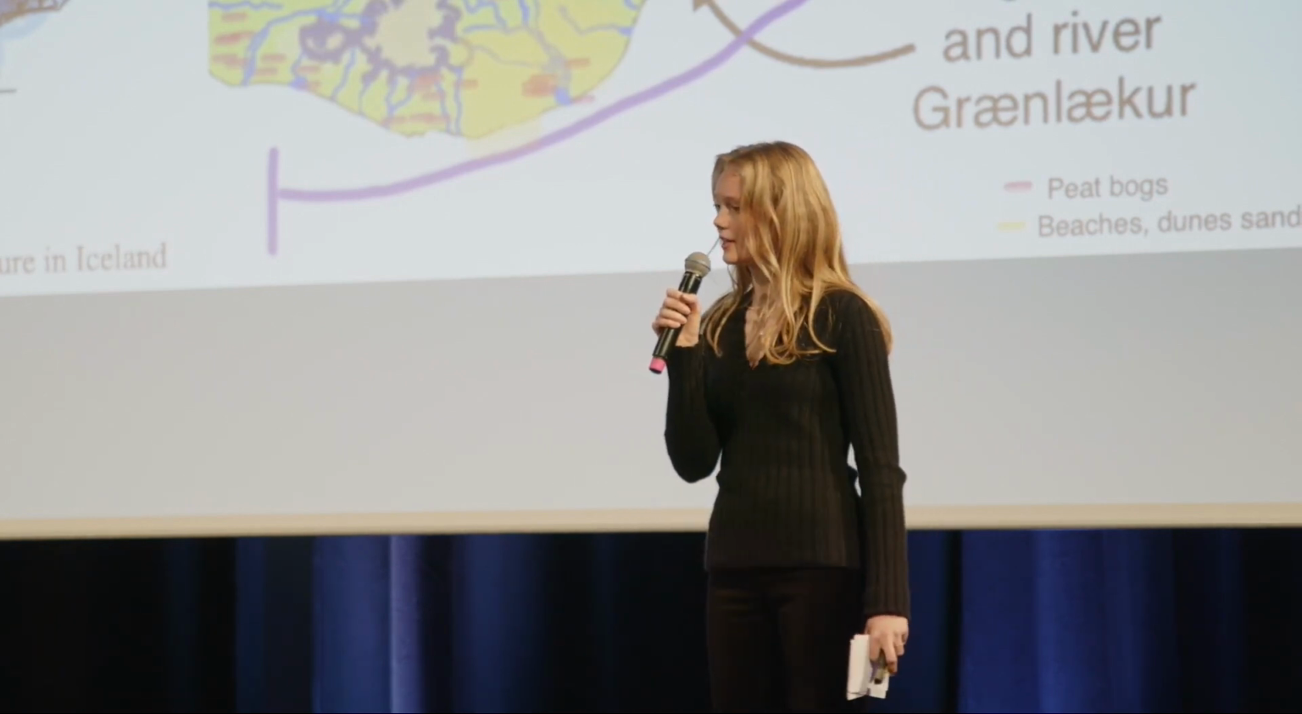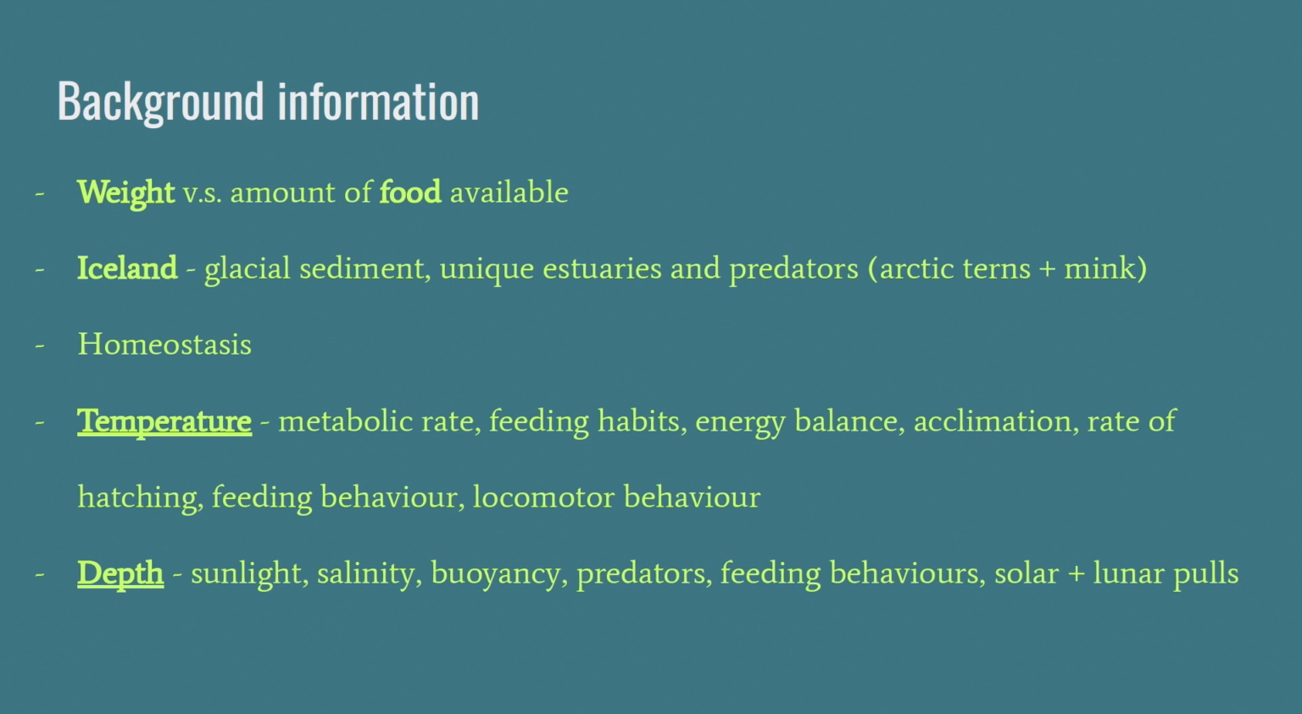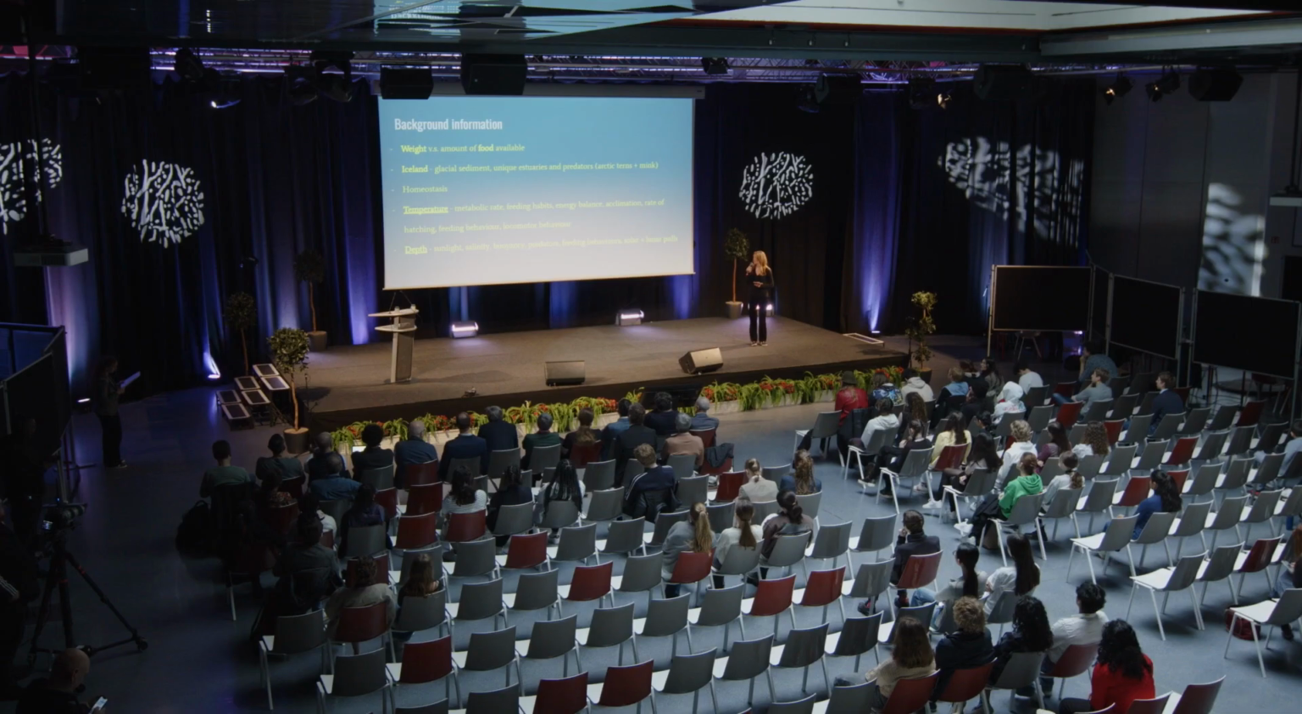From the other image on the left, we can see that this area is the warmest in Iceland and is also subject to relatively high precipitation. In my background information, I found that they are directly correlated with one another, with the amount of weight and the amount of food that is available. Iceland has unique glacial sediment and estuaries and predators, such as Arctic terns and mink. The fish will try to maintain a constant internal environment by changing their temperature and their depth.